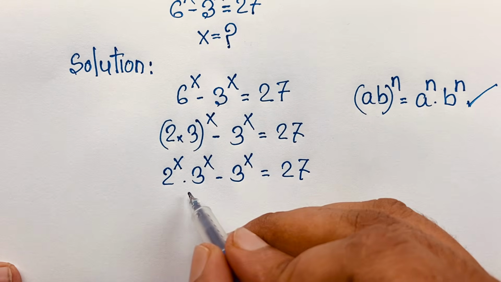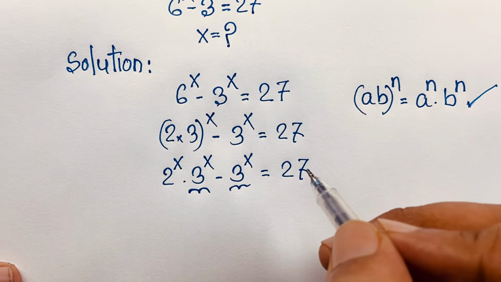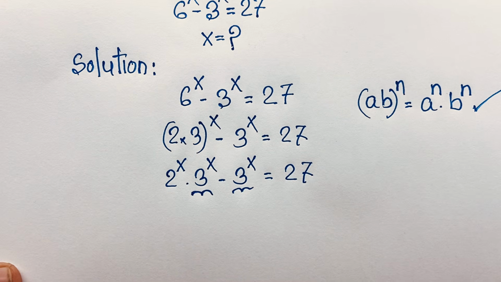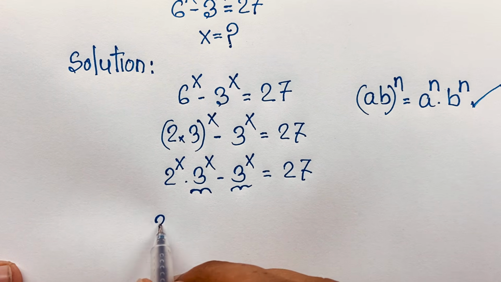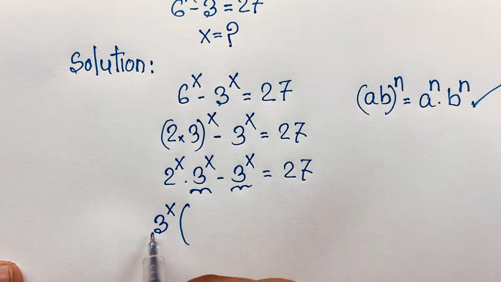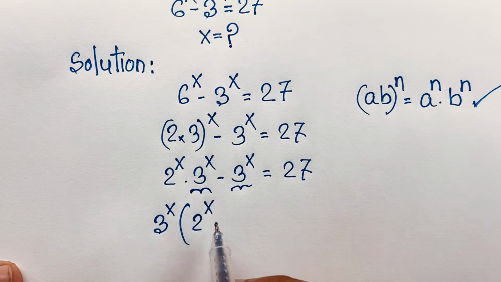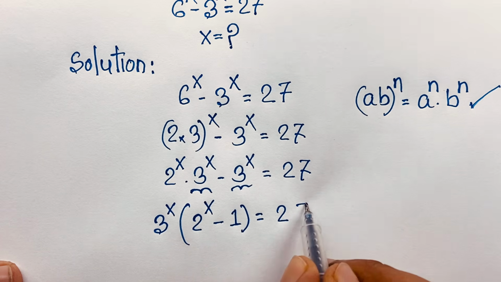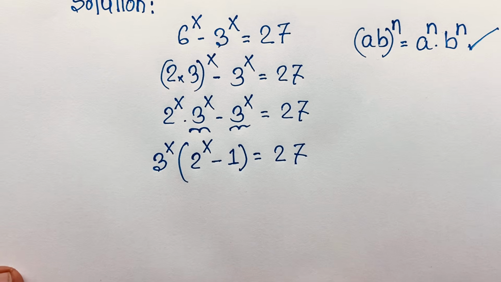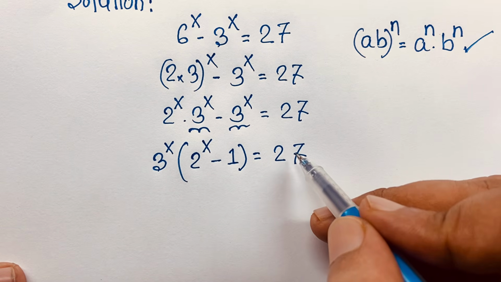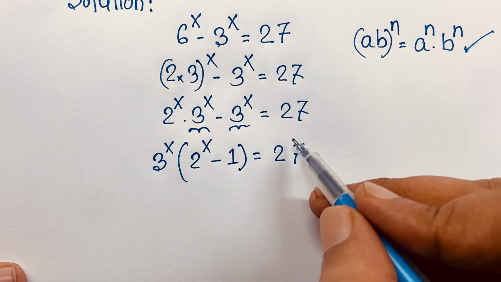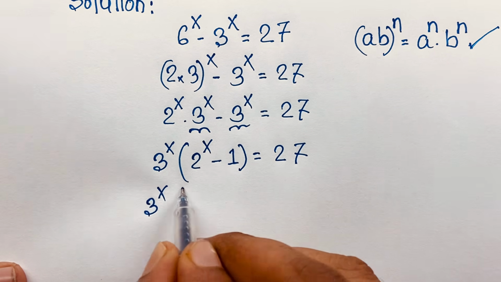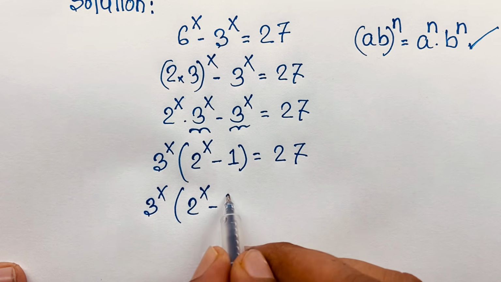Then this is 3 to the power x and this is 3 to the power x. So at this moment you can say 3 to the power x is common. If I take 3 to the power x common, this divided by this is 2 to the power x, and this divided by this is 1, is equal to 27. Now how to solve this expression? Now at this moment I evaluate this 27. This is 3 to the power x times (2 to the power x minus 1).